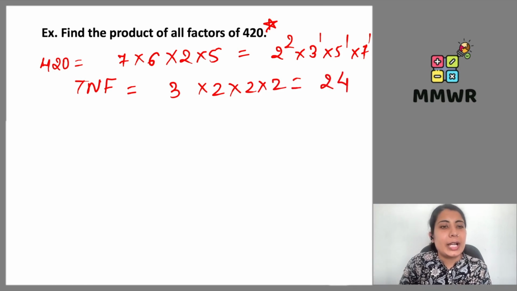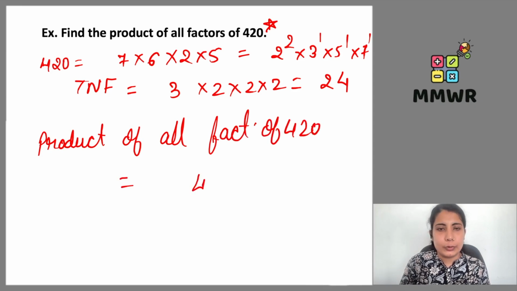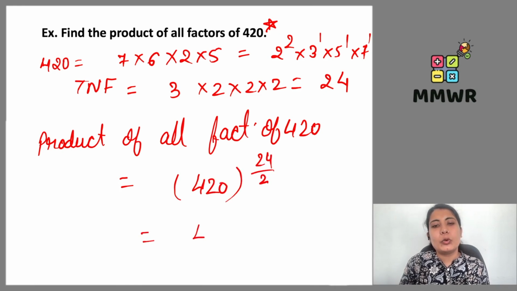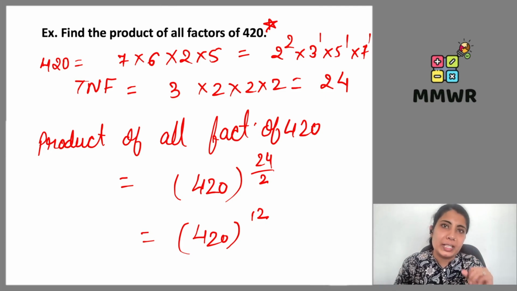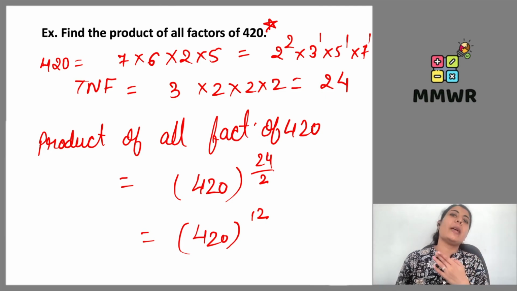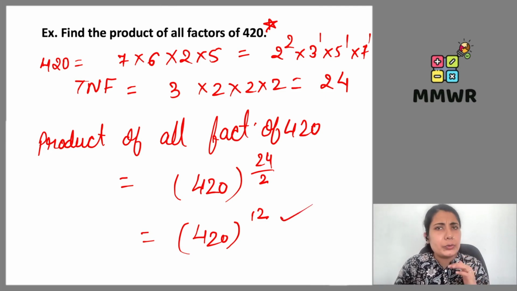24. So the answer is going to be: the product of all factors of 420 is 420 to the power 24 upon 2. That means 420 to the power 12. Right? Total 12 pairs we will be getting. One with 420, two with 210. Likewise, how many pairs will we be getting? 12 pairs will be there. That is why we took half of the total number of factors, 24.